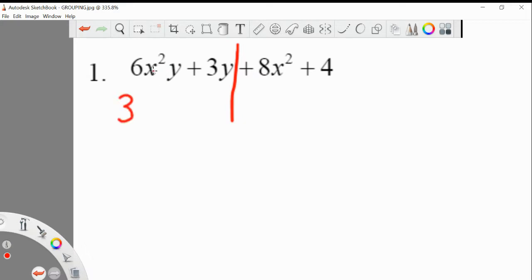What about letters? X is coming out? What about Y's? Yeah, I agree with you. Left over with 2x squared plus. Now, what about this? We got 3y and we took out 3y. This is where we have to leave behind that 1, okay?